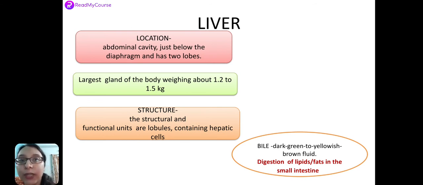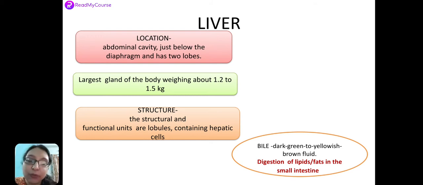So first we have to know some facts about the liver. The liver is the largest gland in the body, right? Remember this. Where is it located? In the abdominal cavity, just below the diaphragm. Okay, and it is lobulated. The liver has various lobes. And the cells of the liver are known as hepatocytes, hepatic cells. And these hepatocytes are the structural and functional units of the liver.